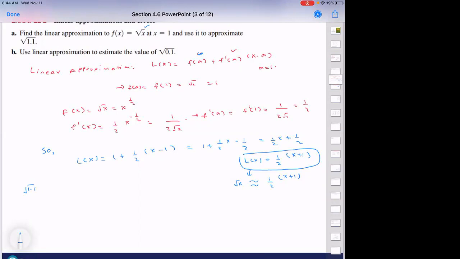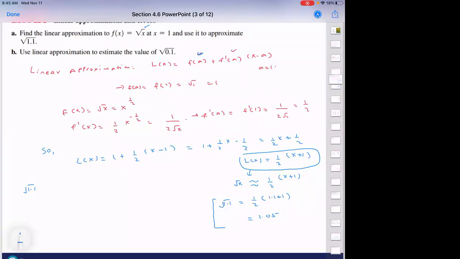So how do you find out square root of 1.1 then? Well, you plug in 1.1 for x in the given linear approximation. Then you can use your calculator to find this number. If I use mine, it should be 1.05. That's what we get when we use linear approximation to find the value of square root of 1.1.